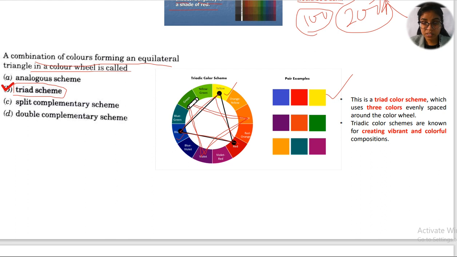Next one we have is blue green, yellow orange and violet red. So these three colors are also your triad scheme, because they are also forming an equilateral triangle and placed at an equal position.